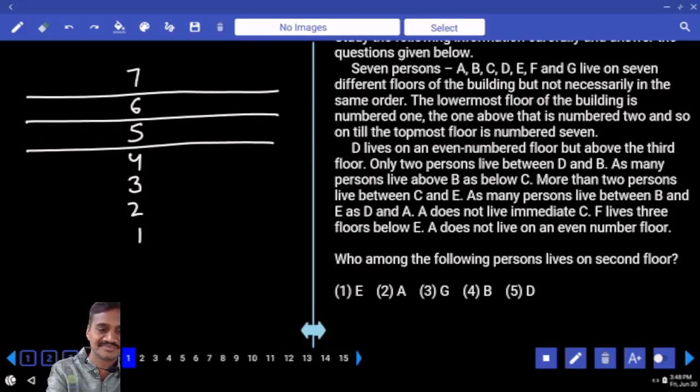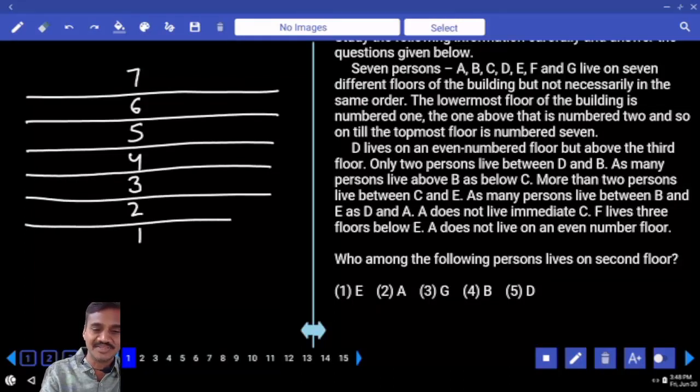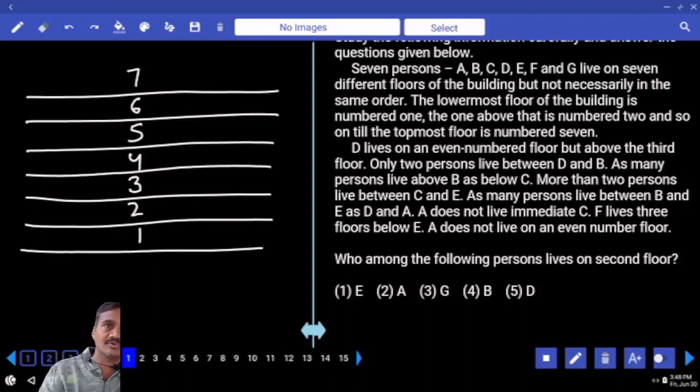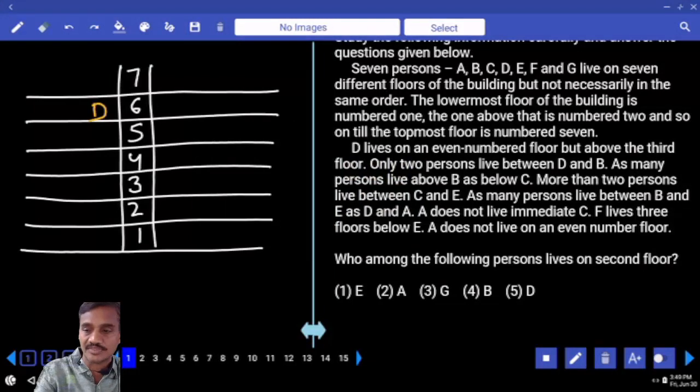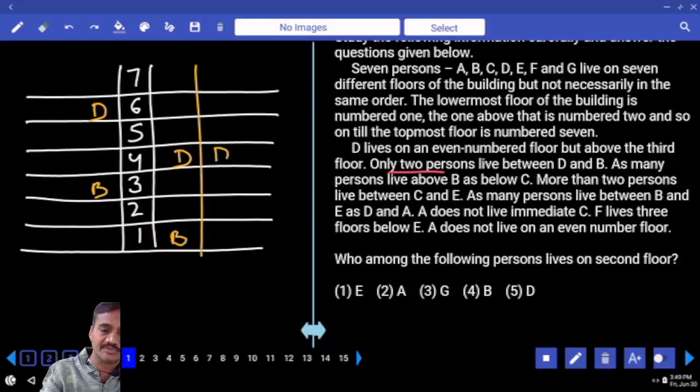Then coming to condition number 1: D lives on an even number floor but above the 4th floor. D must be on the 6th floor. Then next one, above the 3rd floor, D can be either on the 4th floor or on the 6th floor. So how many possibilities do we have? We have 2 different possibilities. Then only 2 persons in between D and B. In the first case, B is on the 3rd floor. And in the second case, B can be either on the 1st floor or on the 7th floor. Isn't it? So there are 2 possibilities in the second.